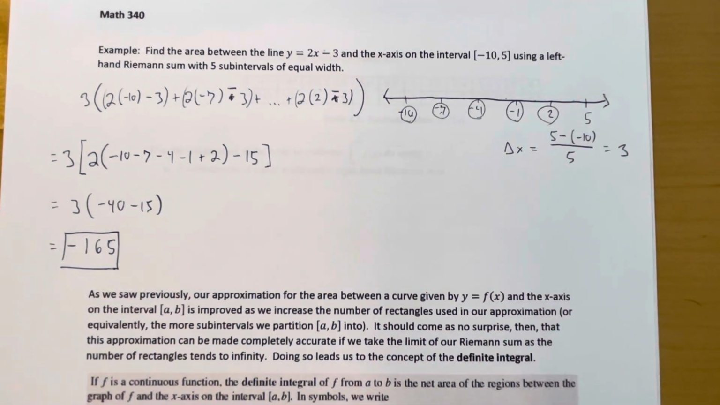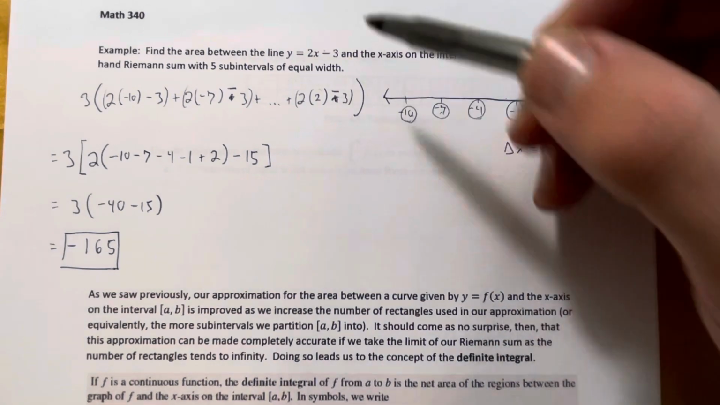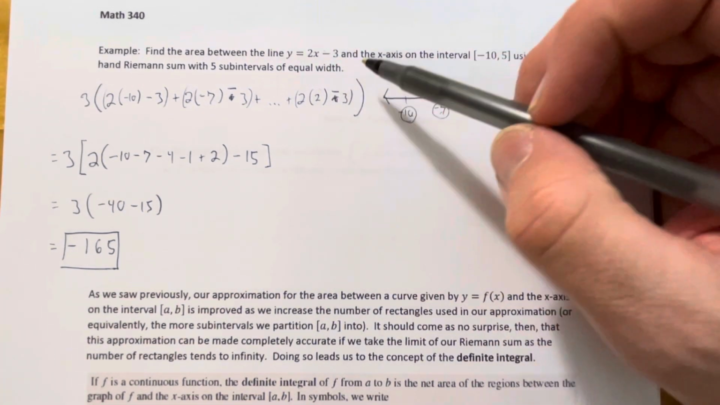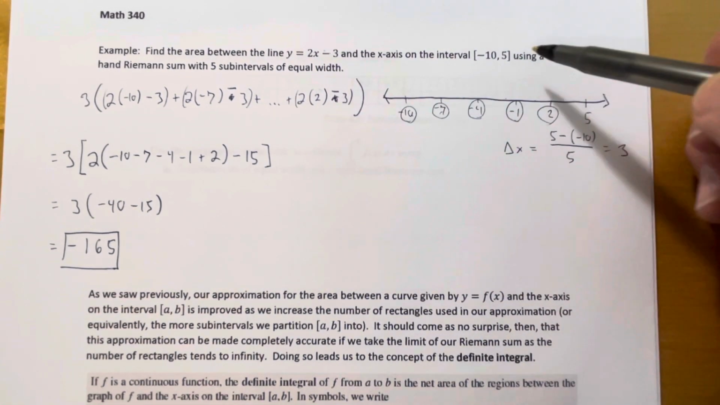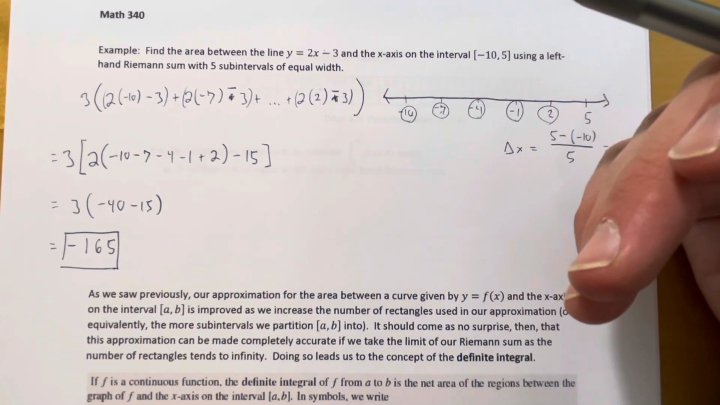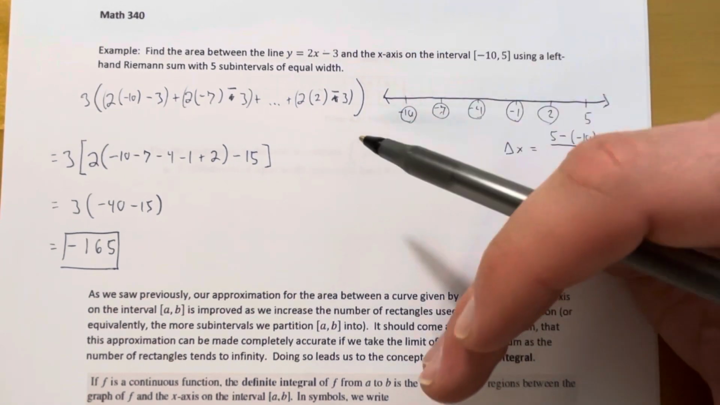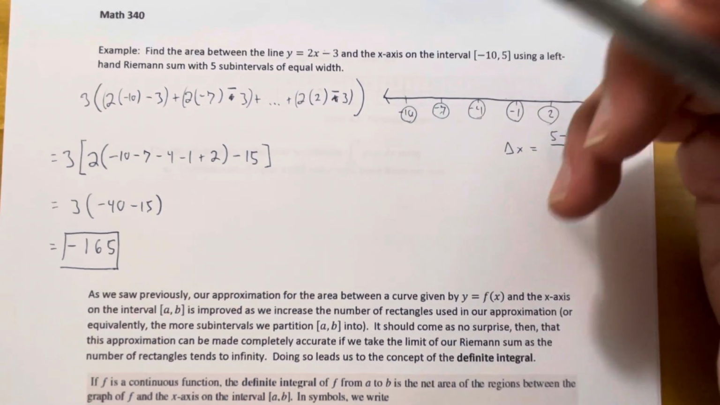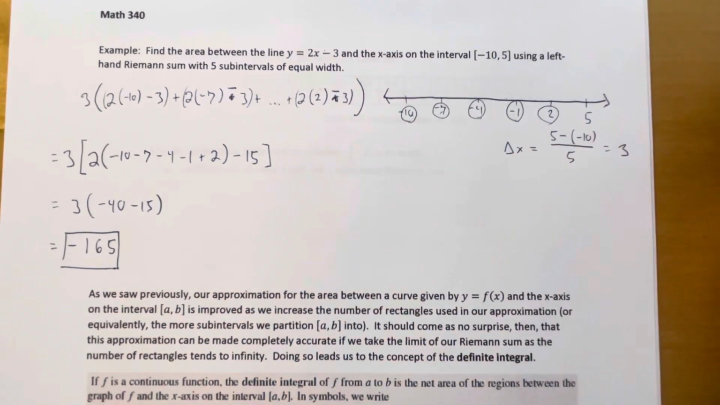And notice that it's negative, right? So what that would mean is that the majority of the area trapped between this curve and the x-axis on that interval is below the x-axis. It doesn't mean that all of it is below the x-axis. It just means that there's more negative area than there is positive area, so that the net of that would be a negative.